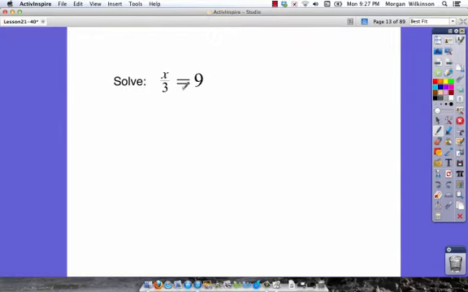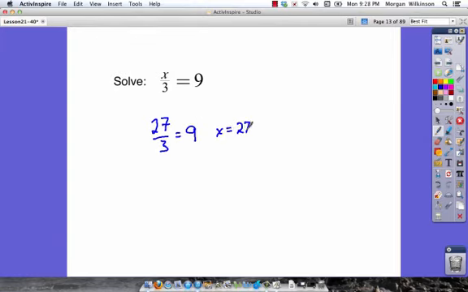Okay, now let's look at this one. X over 3 is equal to 9. This problem is saying what number divided by 3 is equal to 9? Well, can you think of a number divided by 3 that would be equal to 9? Maybe you can. Maybe you said 27, because 27 divided by 3 is equal to 9. So x is equal to 27.